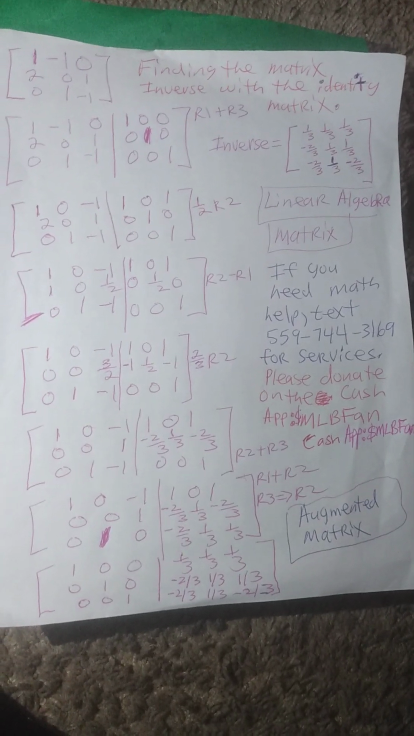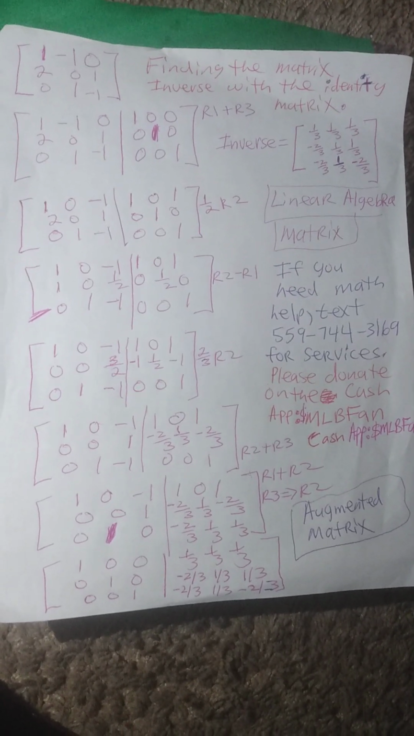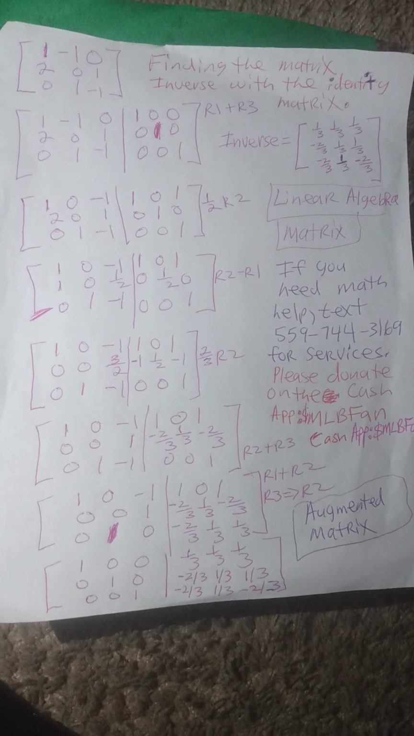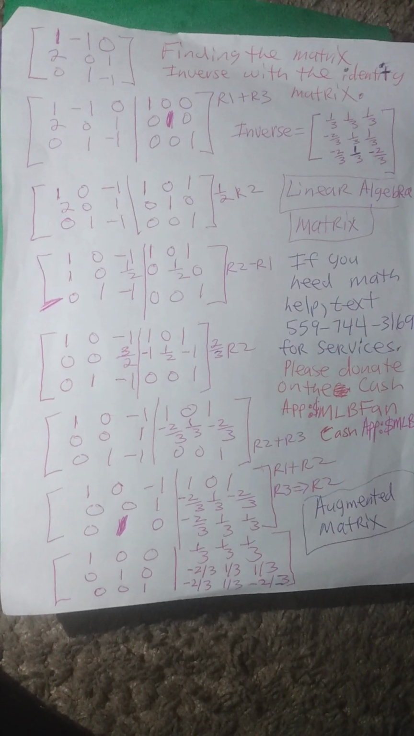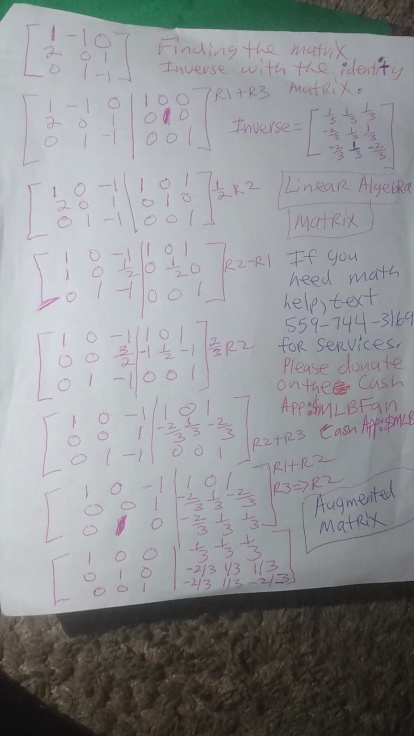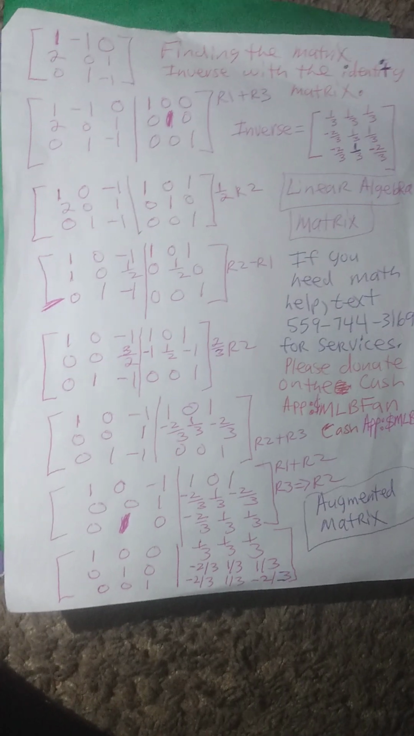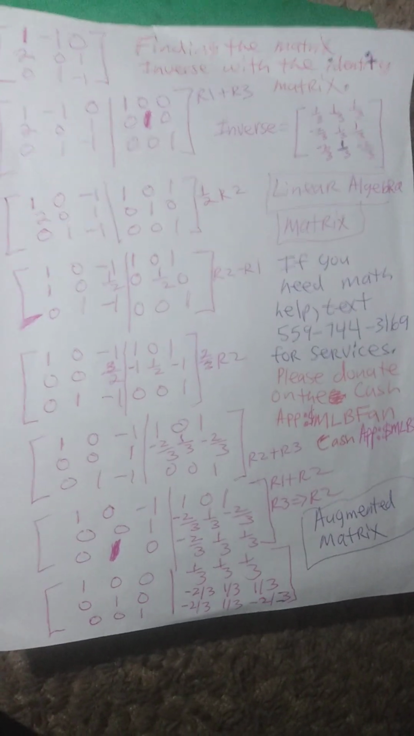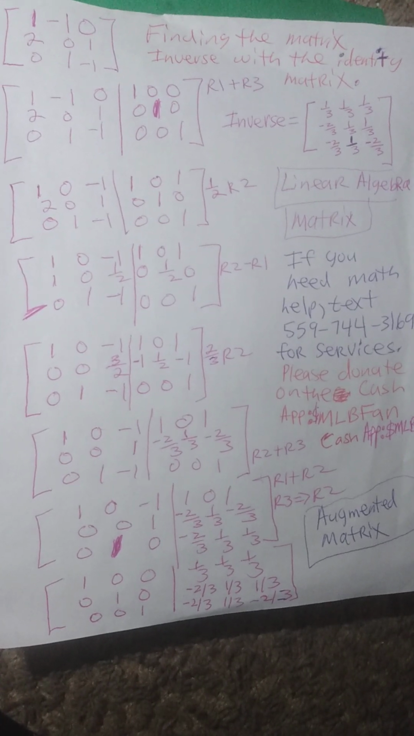So now we need to calculate row 1 plus row 3, which is 1 plus 0, which is 1. Negative 1 plus 1 is 0. 0 plus negative 1 is negative 1. 1 plus 0 is 1. 0 plus 0 is 0. And 0 plus 1 is 1. So now our new row 1 is going to be 1, 0, negative 1, 1, 0, 1.